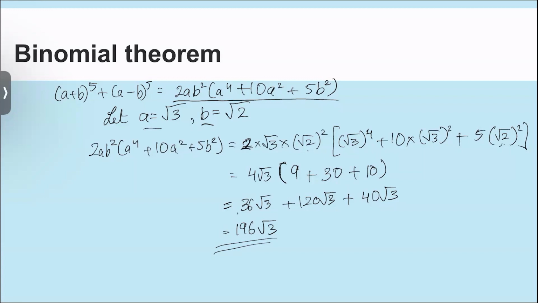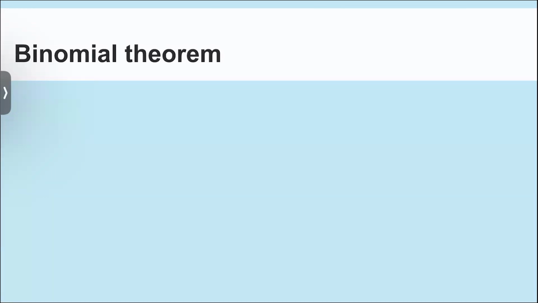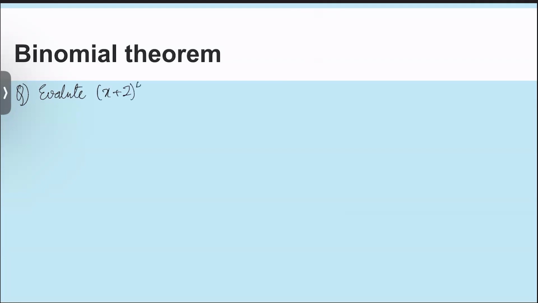Okay. Now let's take another example. Suppose you are given: evaluate (x + 2)^4 + (x − 2)^4 when x is equal to root 3. Before substituting root 3 in the expression itself, let us first simplify it and get it down to a simplified expression in the variable x.